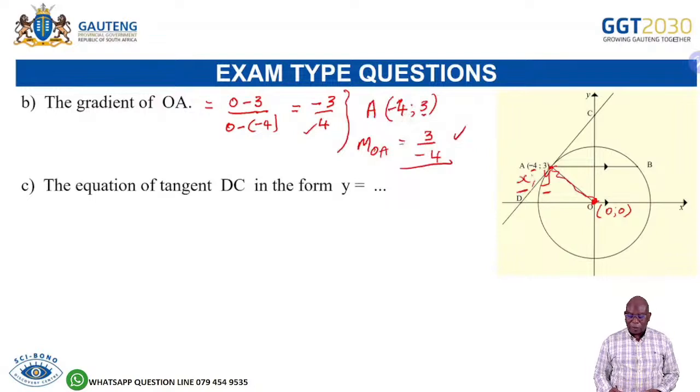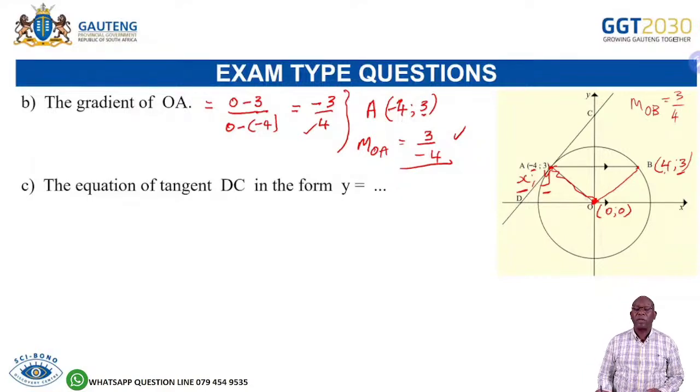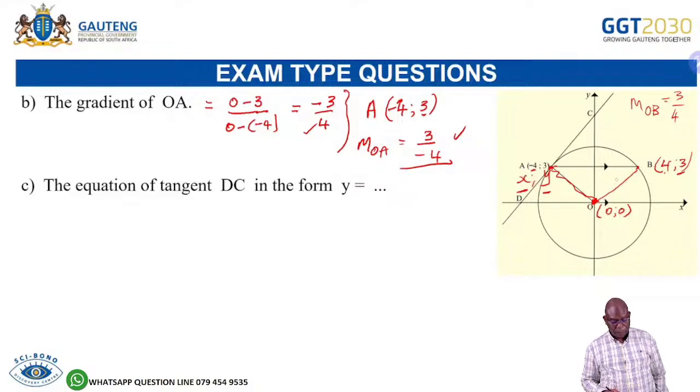Okay, so if I had, for instance, the gradient of that line there, and that point was 4 and 3. So the gradient of OB will be, y value is 3, the x value is 4. You see? So those two gradients, which means that the gradient of that line and the gradient of that line, the one will be positive, the other one will be negative.